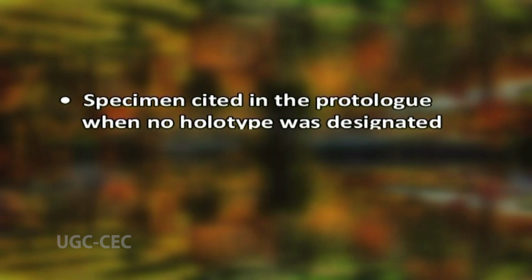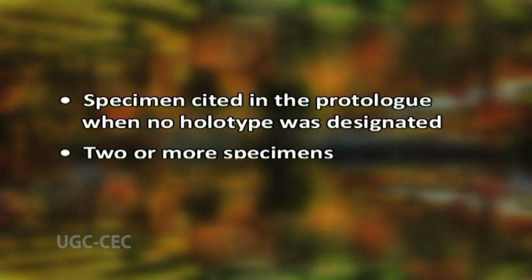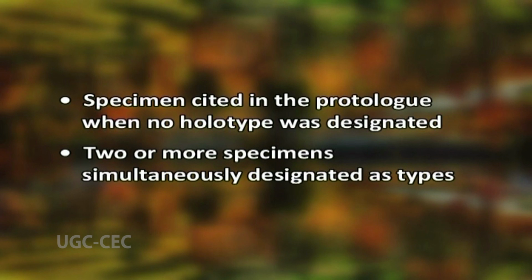ICBN describes a syntype as any specimen cited in the protologue when no holotype was designated, or any one of the two or more specimens simultaneously designated as types. Often the word cotype is also used synonymously with syntypes, a term no longer recognized in the International Code of Botanical Nomenclature. Now we will discuss lectotypes.